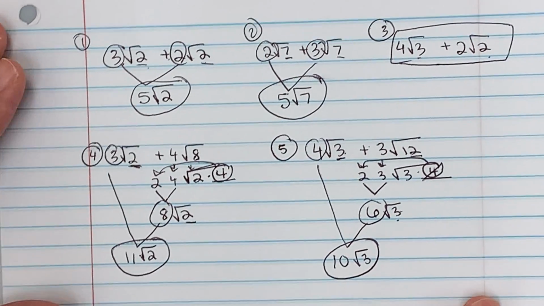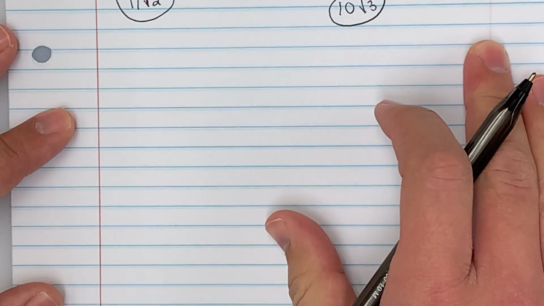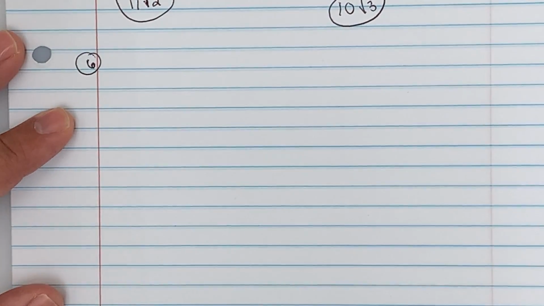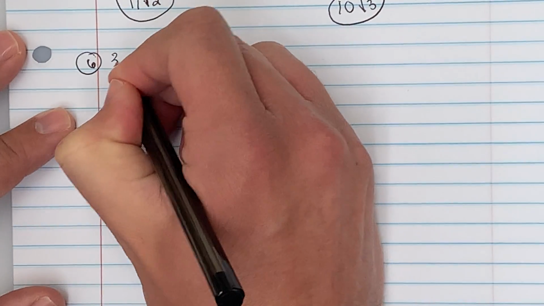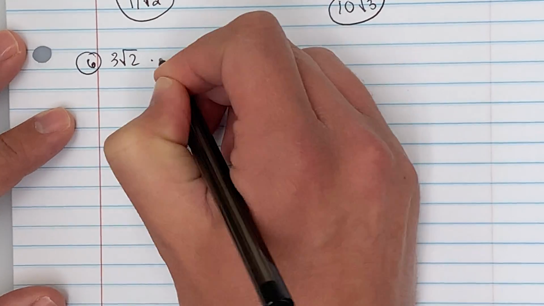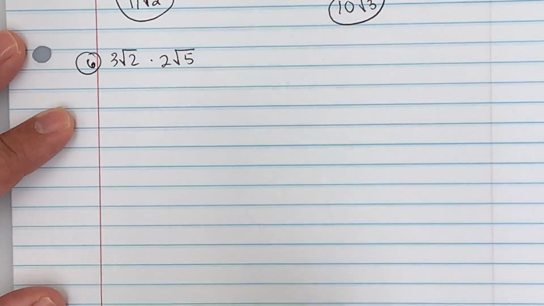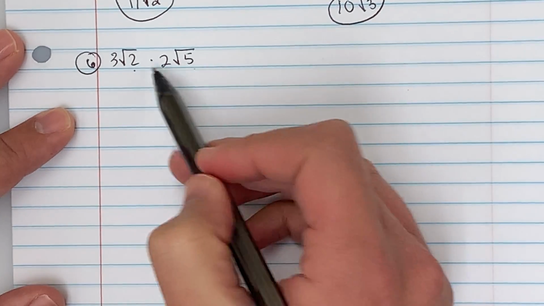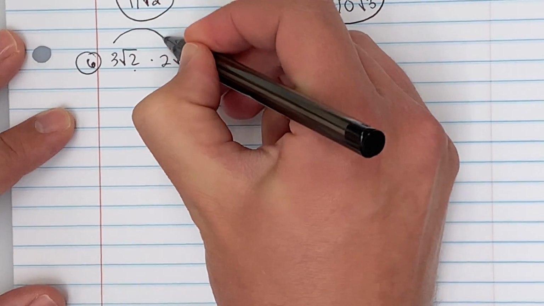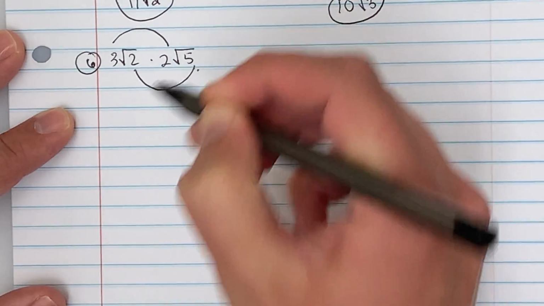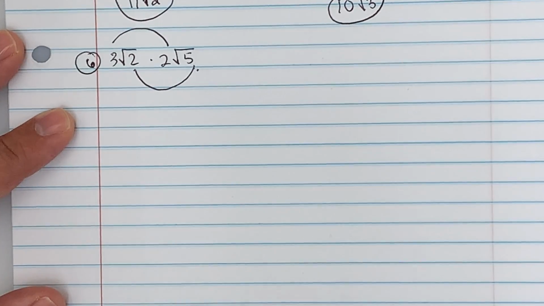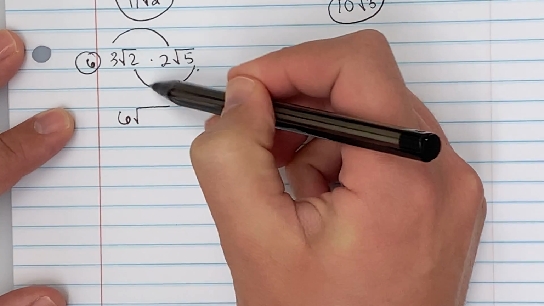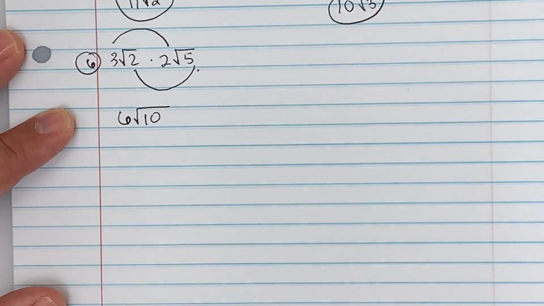All right, now let's look at multiplying. We're going to do 3 root 2 times 2 root 5. When we multiply, they don't have to be the same. We're going to multiply the numbers in the front, and we're going to multiply the numbers on the inside. 3 times 2 gives me 6. Bring down our radical sign. 2 times 5 gives me 10.